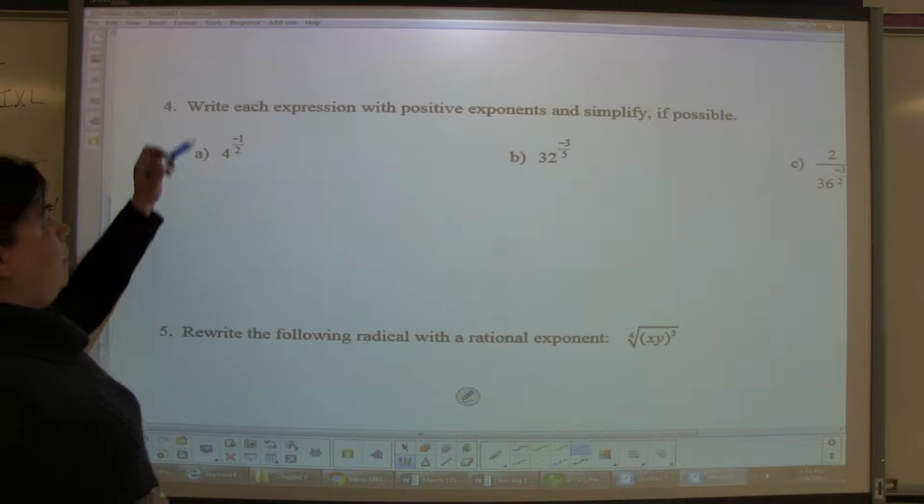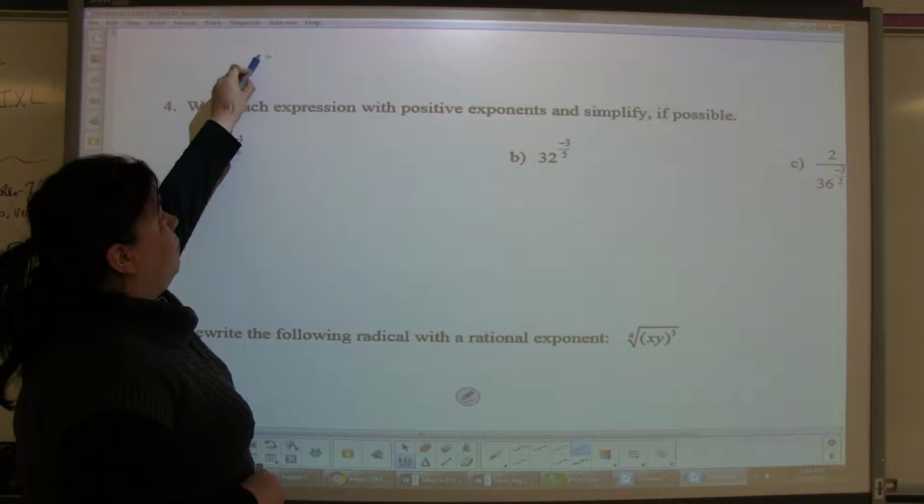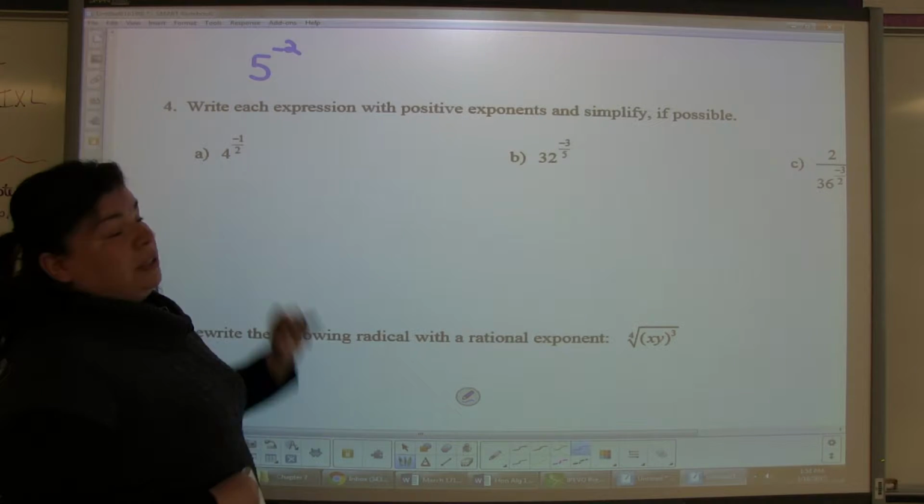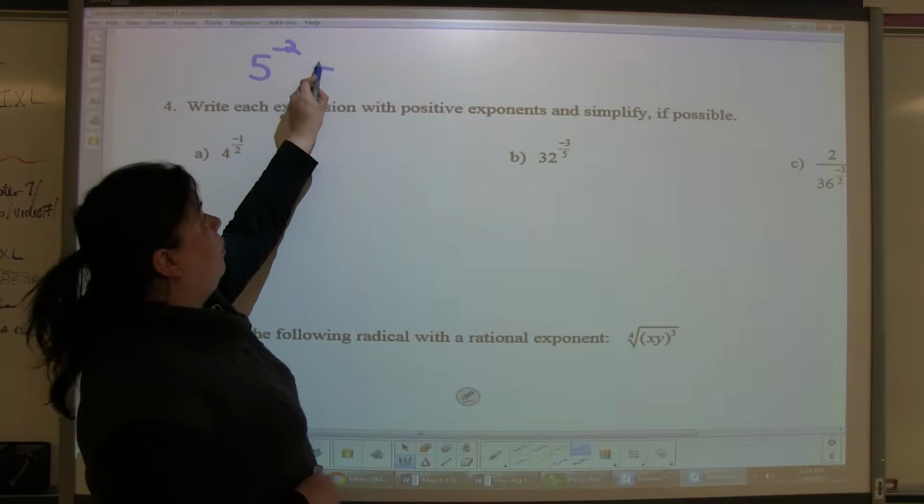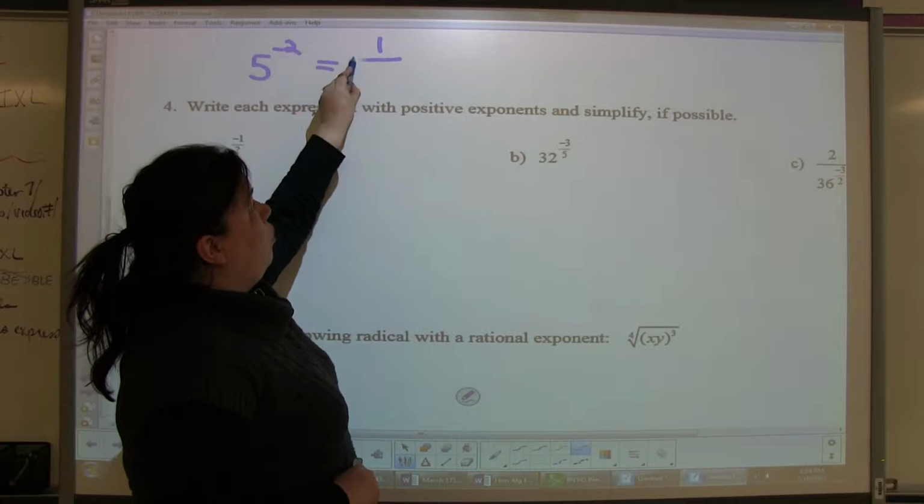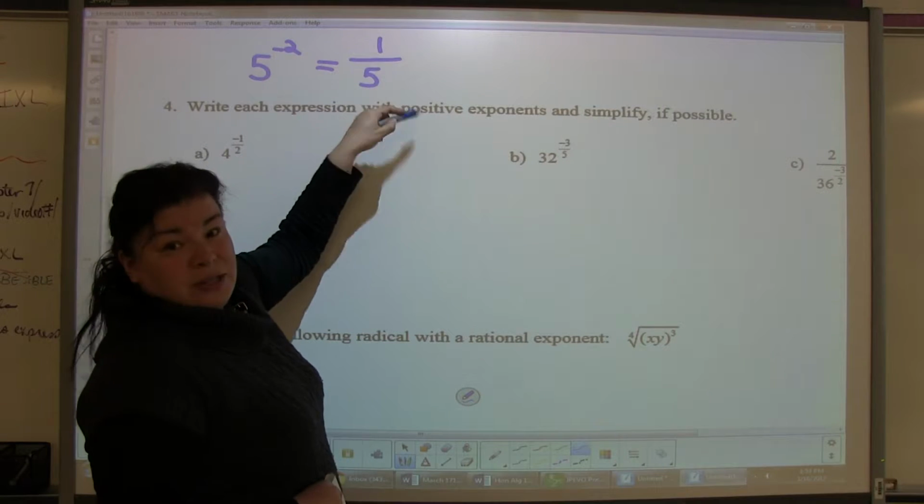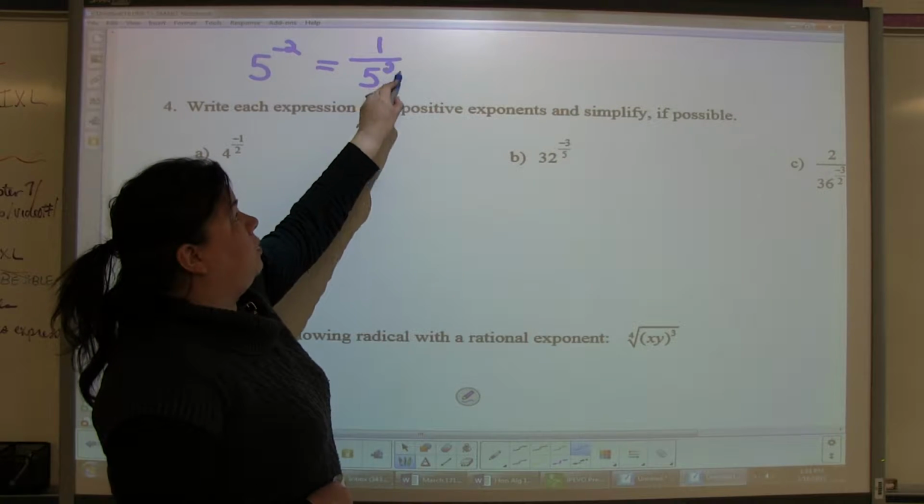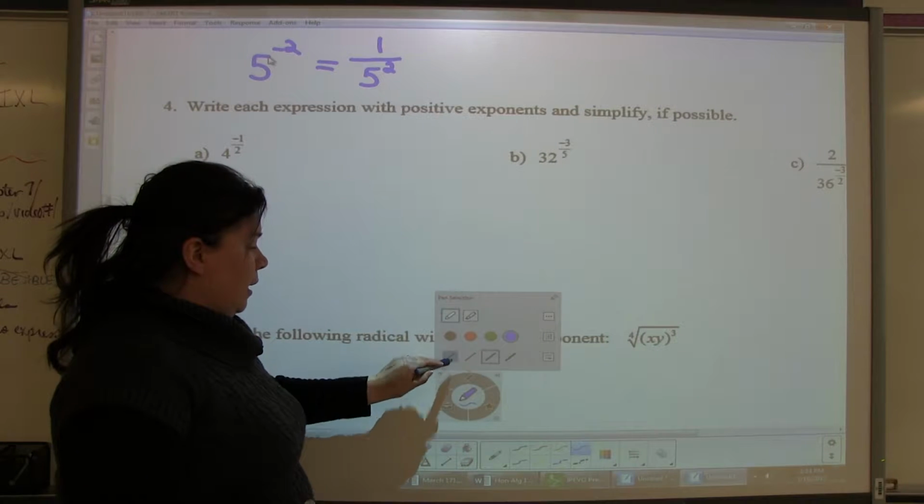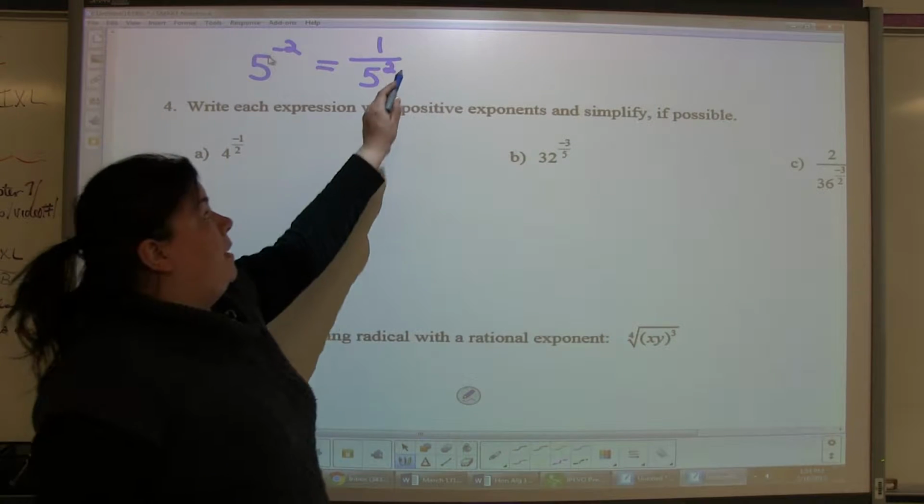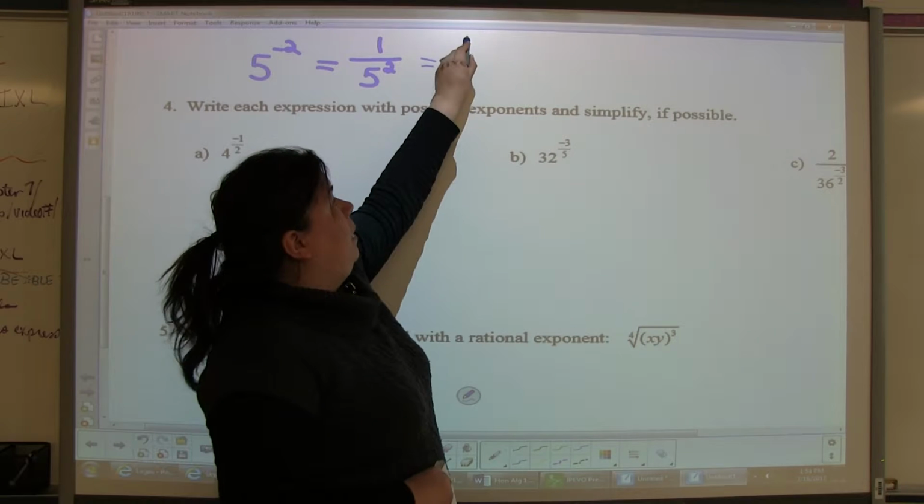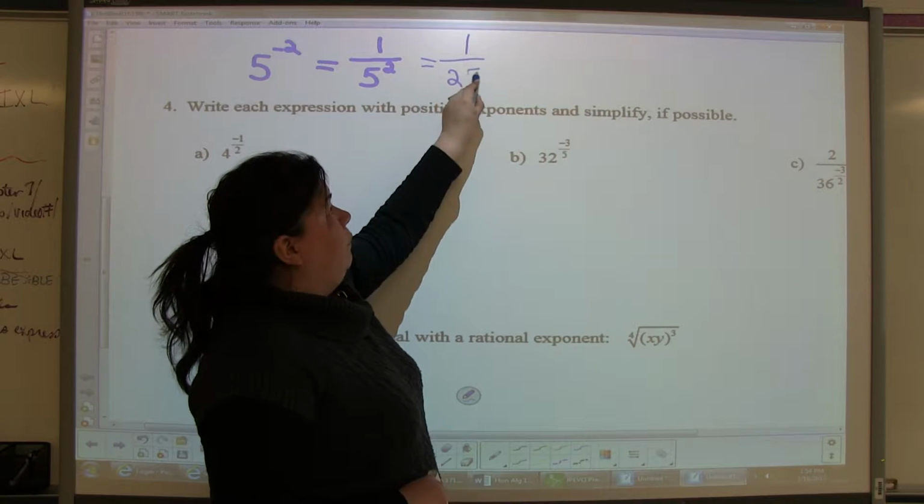So recall that when we have a number raised to a negative exponent, we really are going to write 1 over that number raised to the positive exponent because we don't want to leave any negative exponents at all. And then simplifying this would give our answer 1/25.